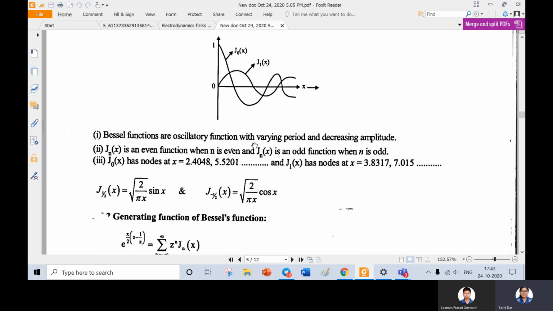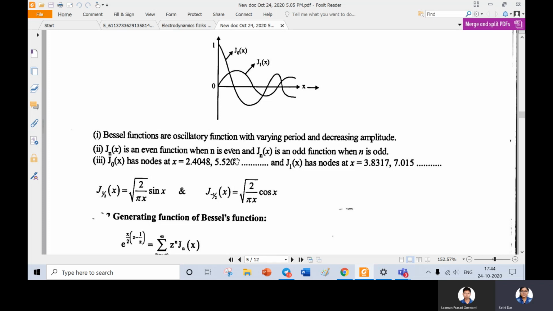Bessel functions are oscillatory functions with a varying period and decreasing amplitude. Look here, these are oscillatory, but they are not periodic. They have varying periodicity, and also they have this decreasing amplitude. Look here, the amplitude here is much larger than the amplitude here. Also, the amplitude here is much larger than the amplitude here.